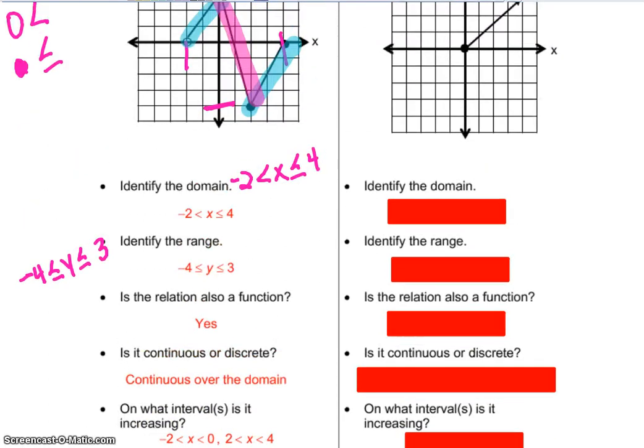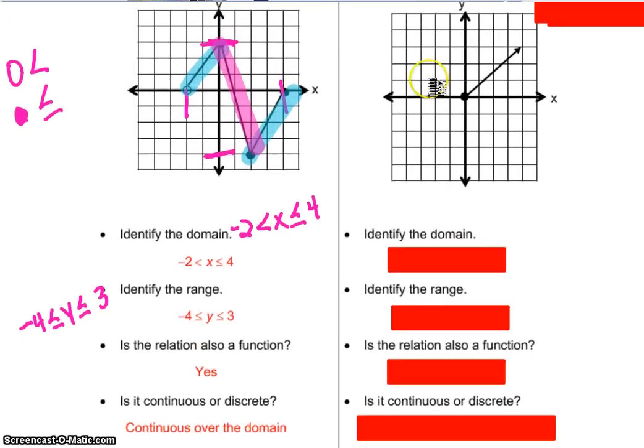Looking at the next graph, they want the domain. It's different here because you have an arrow there. So it starts at 0, but it goes forever to the right. That means 0 is less than or equal to x, but you don't put a stopping point because it goes on and on. Your range, same thing. As low as it gets is 0 is less than or equal to y, but it can go up forever, so you don't put a stopping point.